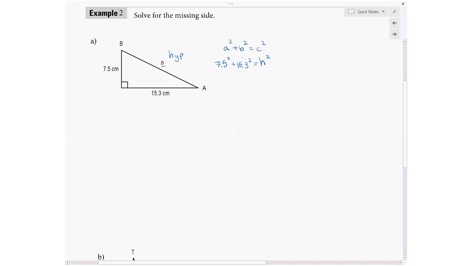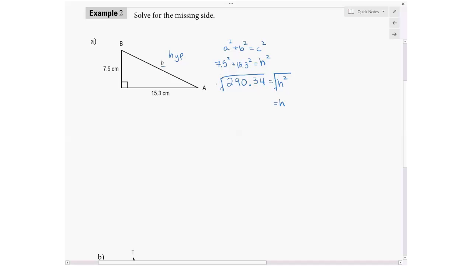Okay, so I throw that into my calculator. So 7.5 squared plus 15.3 squared. And I get that this is 290.34 equals h squared. This is h squared though, and I don't want to know what h squared is. I want to know what h is. So to undo a square, we need to take the square root. So just like you undo a multiplication with division, you undo a square with a square root. So that's just h.